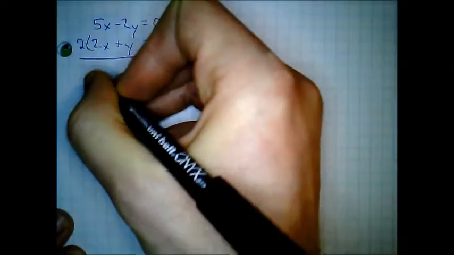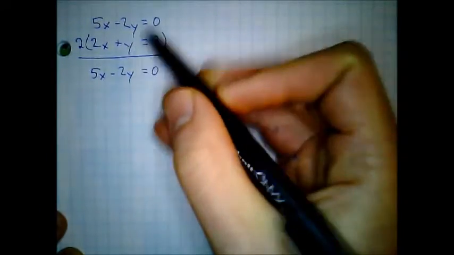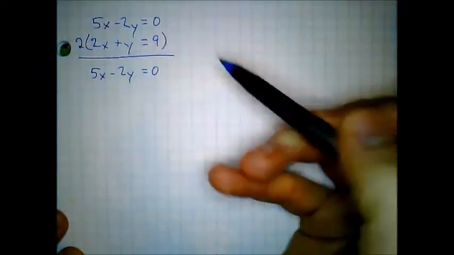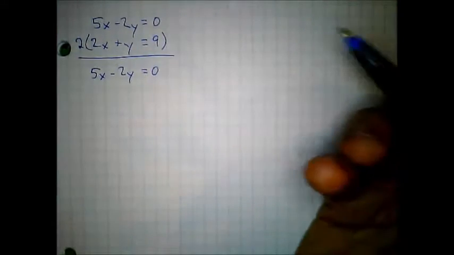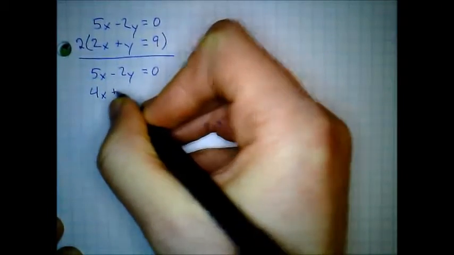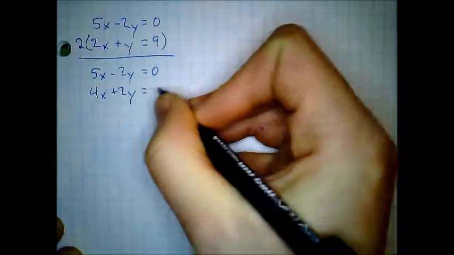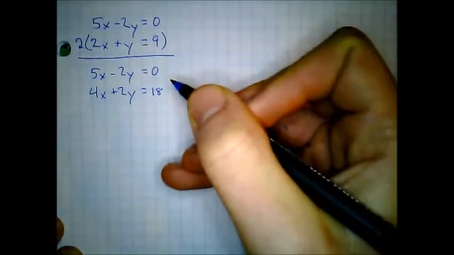Okay, so our first equation stays the same, so we're just going to rewrite it, 5x minus 2y equals 0. And now, in order to make our y's cancel out, we multiply every single term in the second equation by 2, which we're allowed to do. So 2 times 2x is 4x, 2 times y is 2y, and 2 times 9, we've got to remember to multiply everything in our second equation, equals 18.